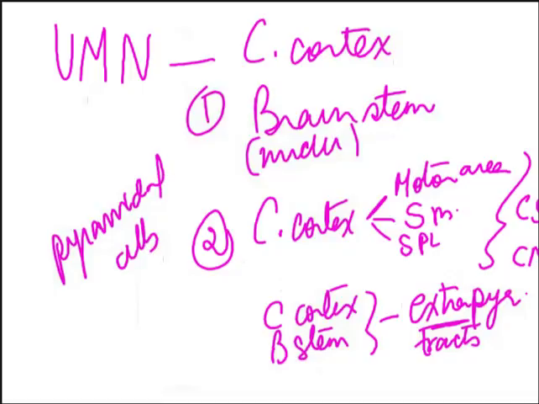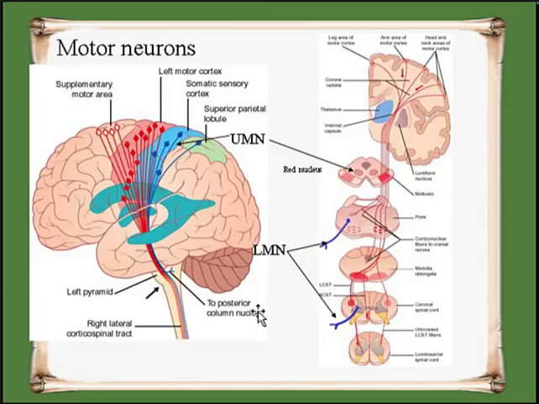So let's go back to our PowerPoint and now look at lower motor neurons. Lower motor neurons were neurons which began either in the anterior horn cells, as we see here, in the anterior horn cells of the spinal cord, or in the cranial nerve nuclei. You can see here those cranial nerve nuclei which send out branches to the skeletal muscles in the head and neck area. So these are lower motor neurons. This should be a review for you, because we've done this when we did the spinal cord.